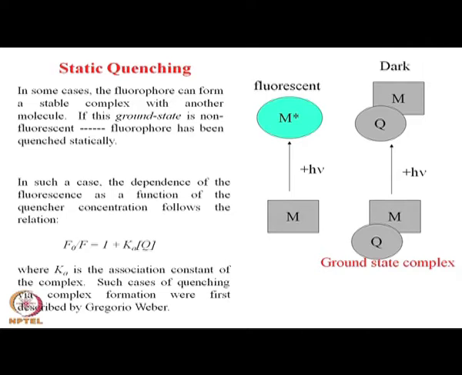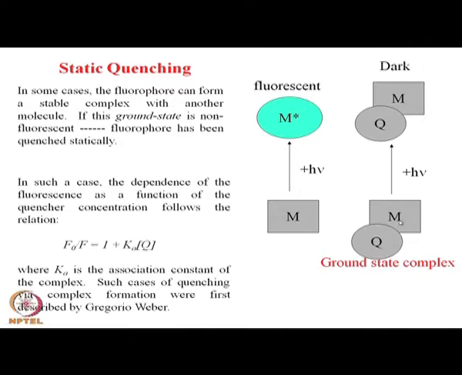Okay. In such cases, the dependence of fluorescence as a function of quencher concentration follows this type of relation, which is very similar to the original Stern-Volmer relation, where in place of K there was KSV; here Ka is the association constant of the complex, the complex formation constant. In such cases the quenching occurs via complex formation, and this was first described by Weber. Now, the scheme is like this: M plus h nu giving rise to M star. So, it is normal fluorescence, so it will fluoresce normally.